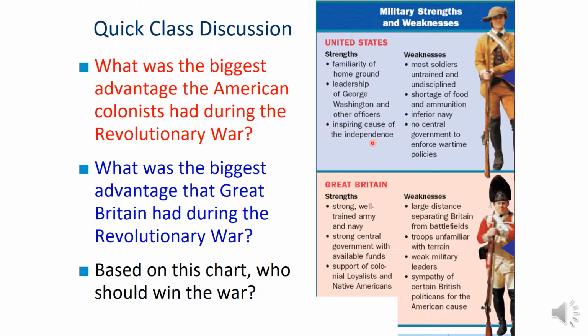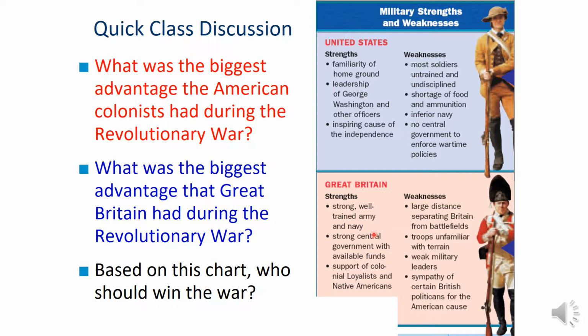What about the weaknesses that the colonists had? Well, most of them were untrained and undisciplined. They weren't professional soldiers. Back then, when you look at the soldiers in most of the world, they're all professional soldiers. They had a shortage of food and ammunition. Not only that, they had a shortage of just goods. Most of them, by the middle of the war, are wrapping cloth around their feet because they don't have adequate shoes. They didn't have a central government to enforce wartime policies.